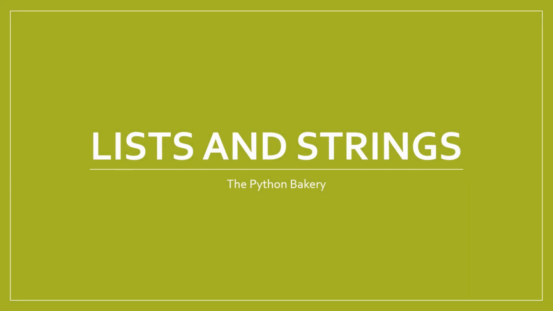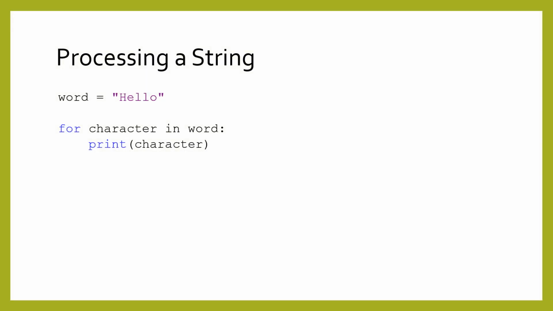Lists and strings. Lists and strings are somewhat similar, since they are both a sequence of things. Strings are sequences of characters, but lists can be a sequence of anything.